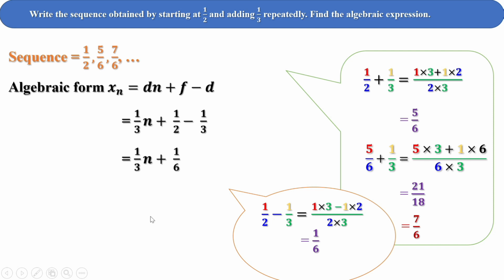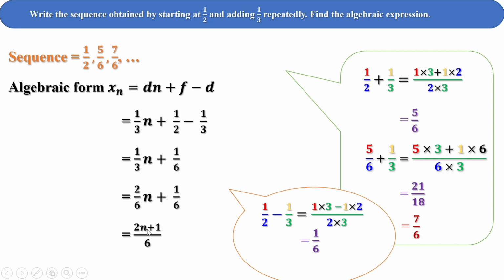We can simplify further. 1/3 can be written as 2/6. So this can be written as (2/6)n + 1/6. Now the denominators are the same, so we can add the numerators and write (2n + 1)/6. Now all the terms of this sequence are fractions with denominator 6. And what about the numerator? It is of the form 2n + 1.